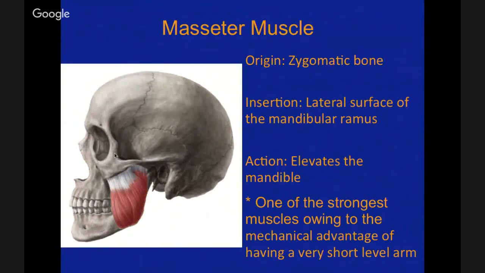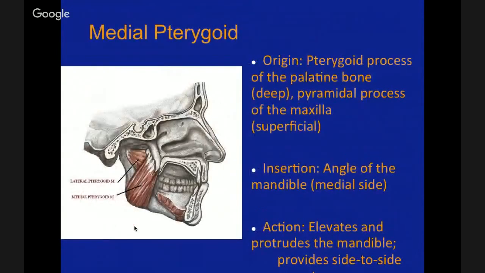The masseter muscle originates on the zygomatic bone and then inserts onto the lateral surface of the mandibular ramus, and it acts to elevate the mandible. The masseter muscle is one of the strongest muscles in the body, owing to the fact that it has a mechanical advantage of a very short lever arm. The medial pterygoid originates on the pterygoid process of the palatine bone and the pyramidal process of the maxilla, and then inserts onto the medial side of the angle of the mandible. It acts to elevate and protrude the mandible and provide side-to-side movement.